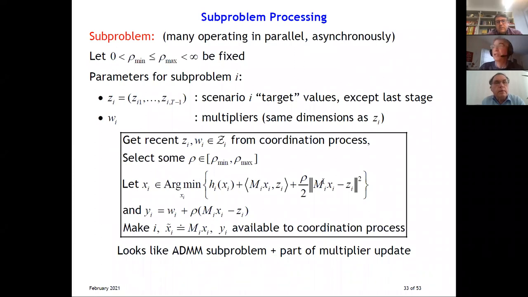And then if you apply this method, this asynchronous projective splitting method, you get the following, okay? The subproblems look like this. I have some upper and lower bounds on the penalty parameter, but you get things that look almost exactly like the subproblem solved by progressive hedging. You solve a linear quadratic perturbation of the individual scenario, but you get to pick the penalty parameter separately for each scenario, if you want, just within some bounds. And you do something that looks kind of like the part of the multiplier update, and you get your x_i, x tilde_i, y_i that way. So it looks like what you get in ADMM or PH.